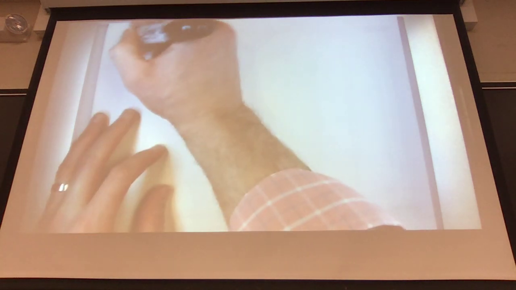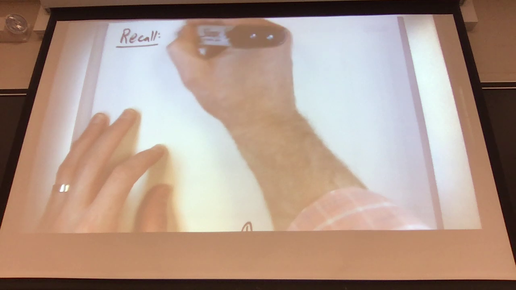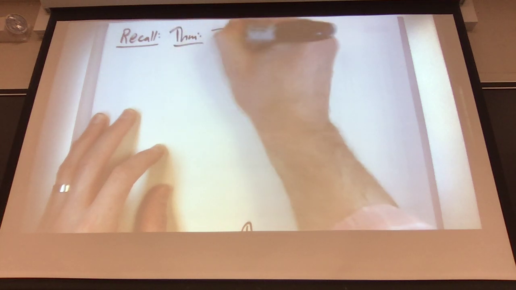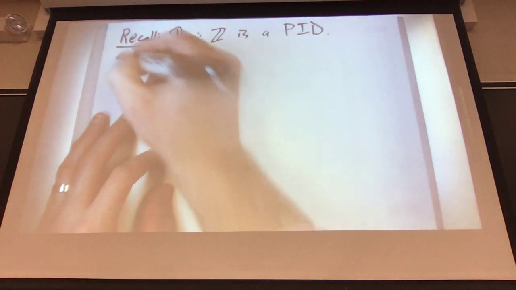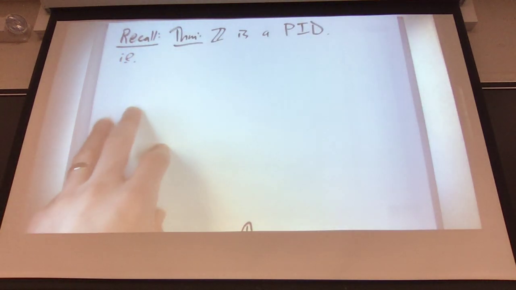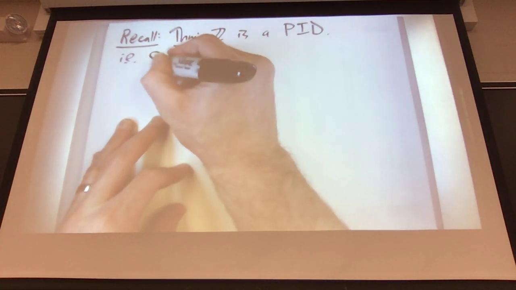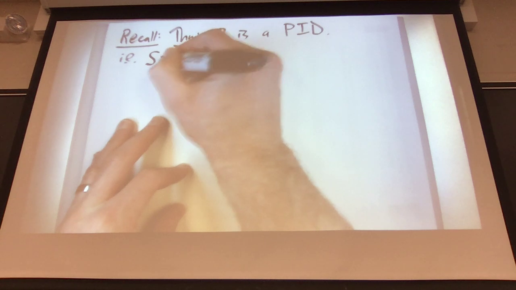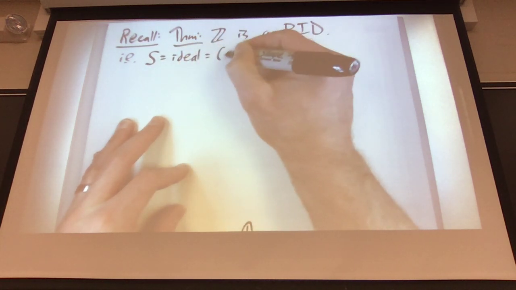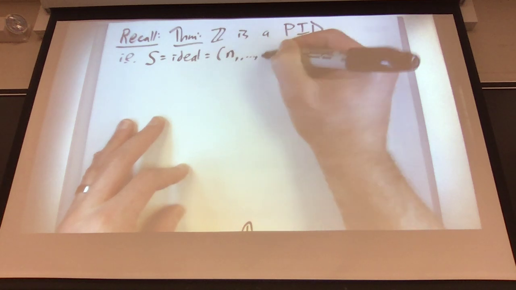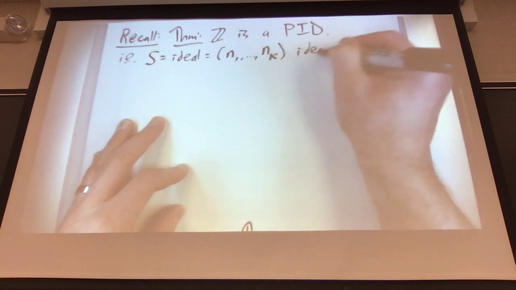Great. So recall, we wanted to show, so we had this theorem: Z is a principal ideal domain, i.e. every ideal in Z, if we call this S, so S is an ideal. Well, we can start with a finitely generated ideal, and then we'll talk about what happens in general. So this is an ideal.